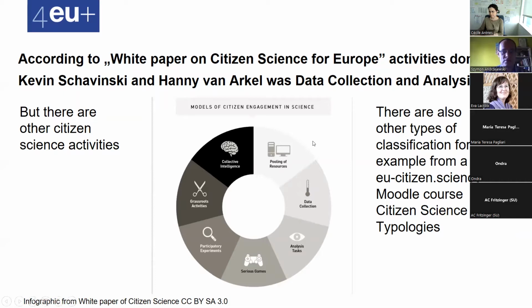So if we look at what Hanny van Arkel and Kevin Schawinski did, we see that those citizen science activities were connected with data collection and analysis tasks. They saw pictures of space. They saw objects in space, and then they analyzed them and saw how they could be described. But there are also other models of citizens' engagement in science.